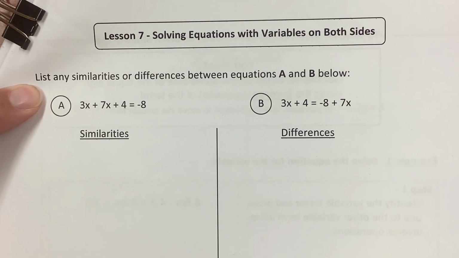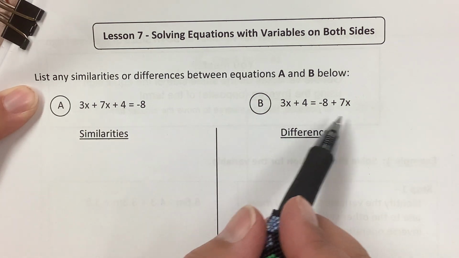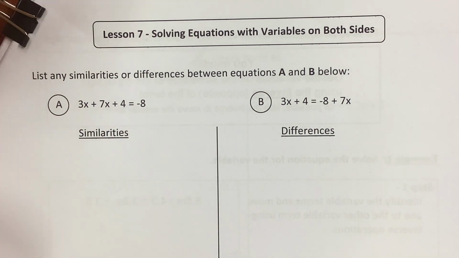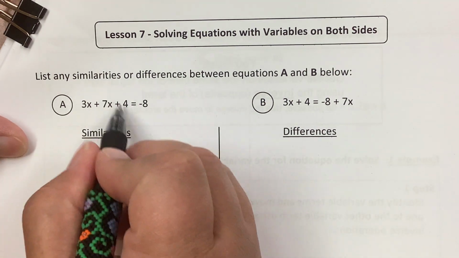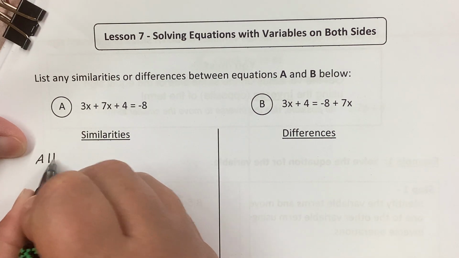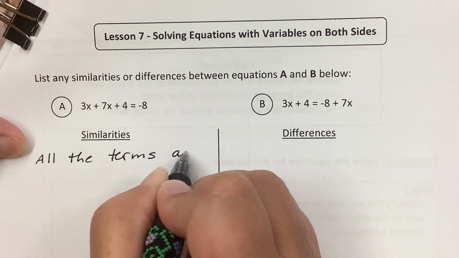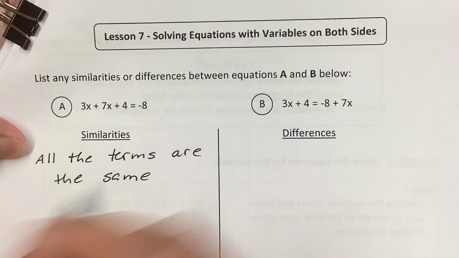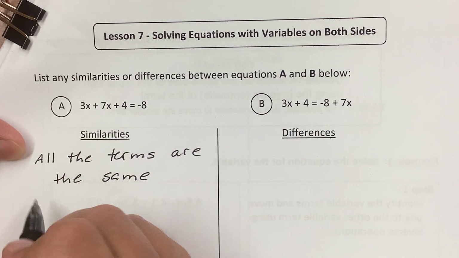List any similarities or differences between equations A and B below. All right, let's look at these. 3x, 3x, 7x, 7x, 4, 4, negative 8, negative 8. So, similarity is they have all of the same terms. Each of these is a term, remember? So, all the terms are the same. What else do they have that's the same? They both have an equal sign, so they're both equations.